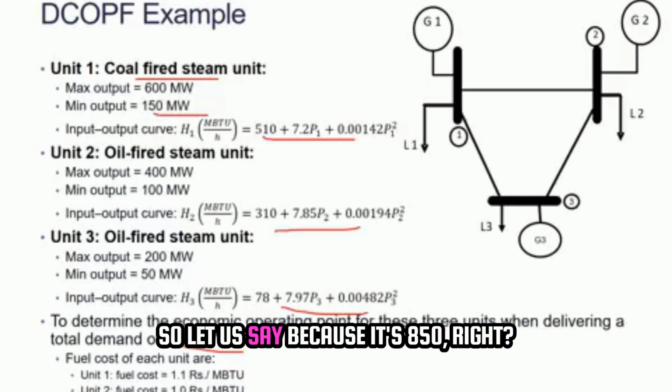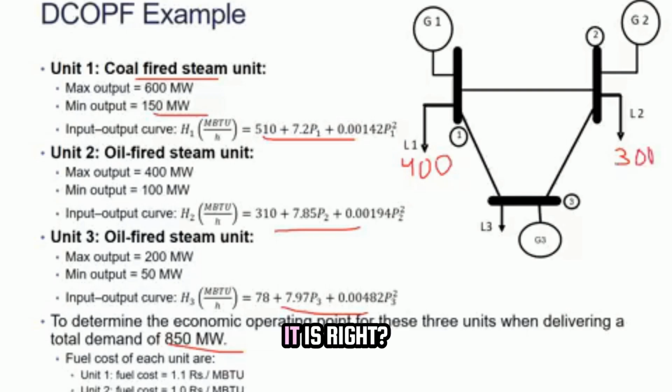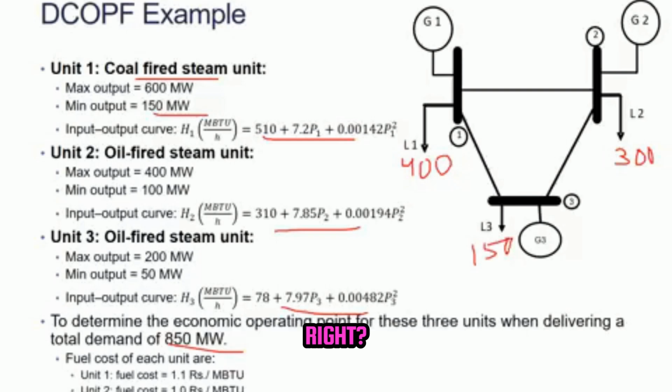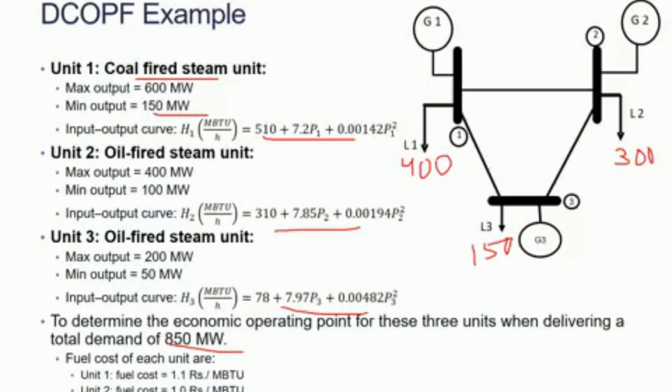Because it's 850, let us make L1 equal to 400 megawatt. L2 is, let's say, 300 megawatt. That is 700, right? So L3 is, let's say, 150 megawatt. Now you have to run it optimally. Run a DC OPF here.